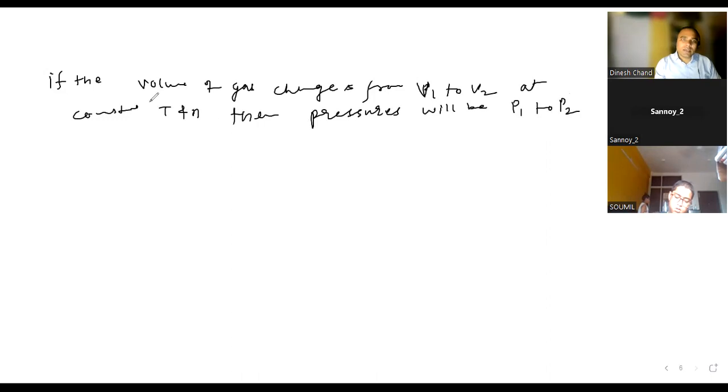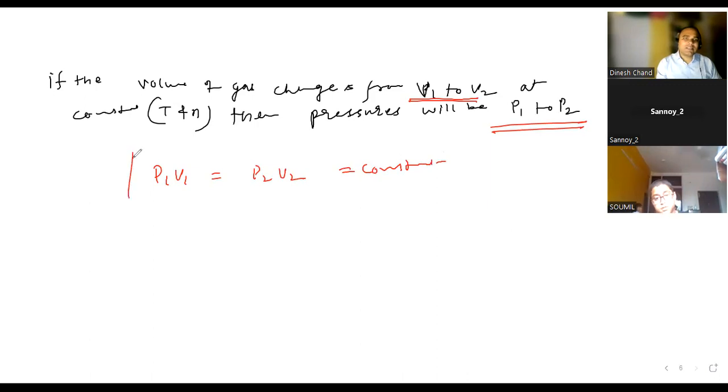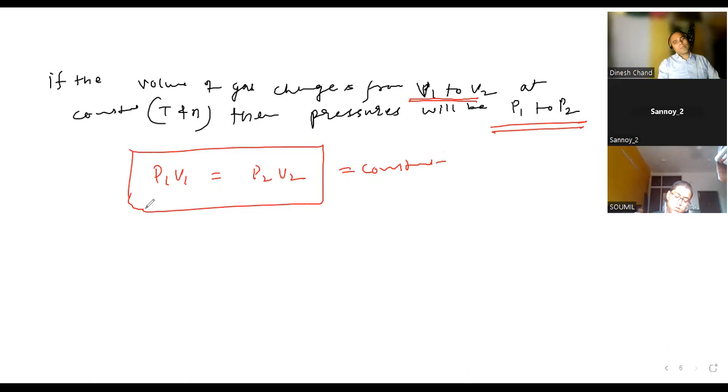So if constant T and N are there, and you are changing the volume, V1 to V2, the pressure will change P1 to P2. But the product will always be the same. So P1 V1 is equal to P2 V2 is equal to constant. Explain this one. Why are we making it equal? How are we making it equal?